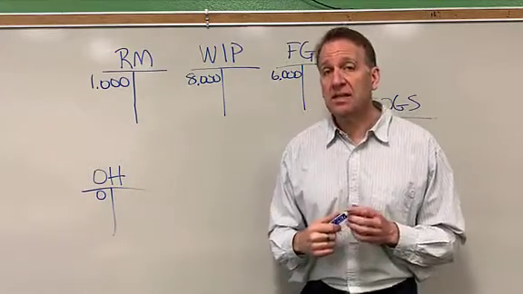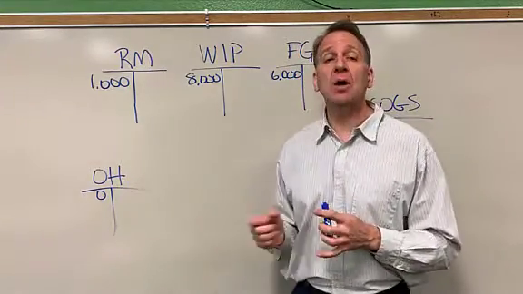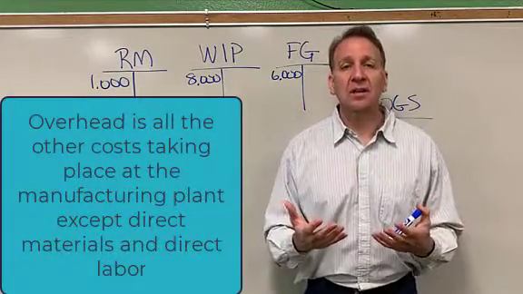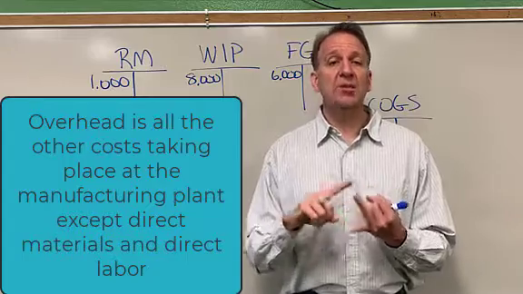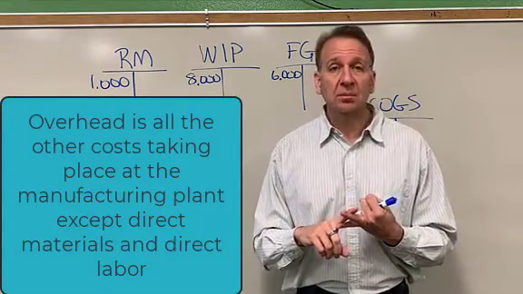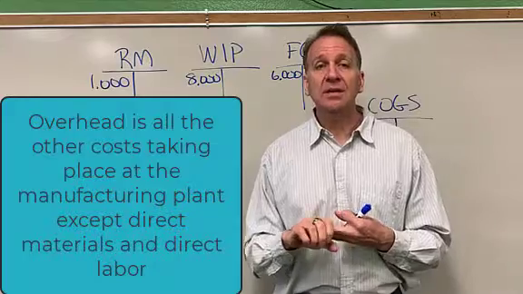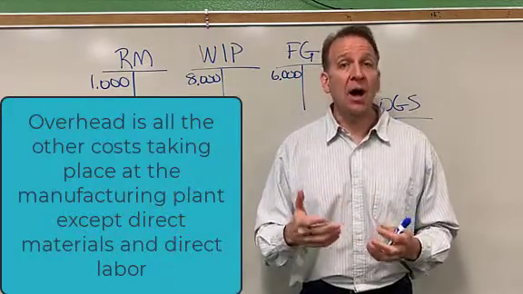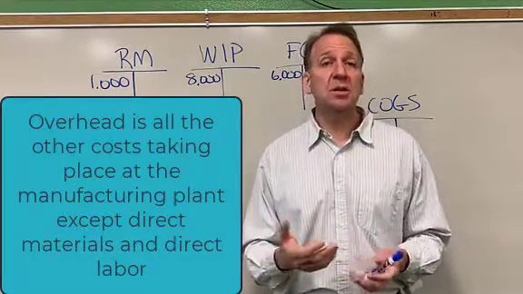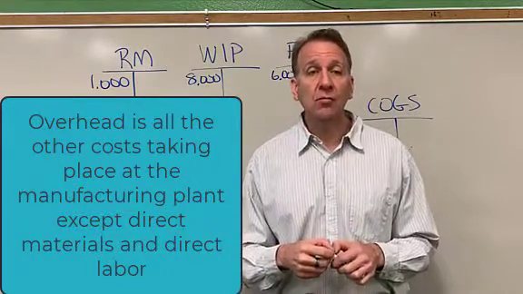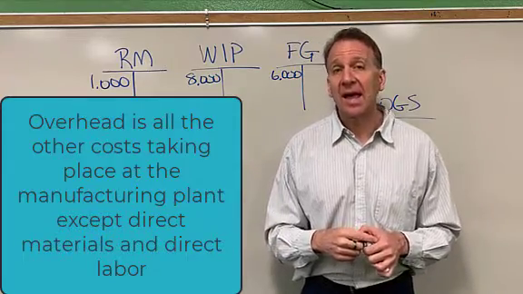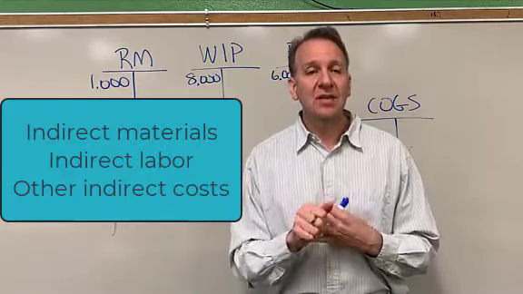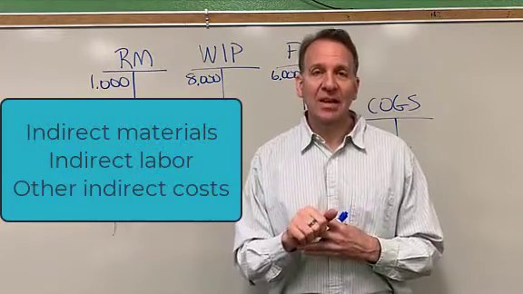The third cost that takes place here in the plant where we manufacture our product is overhead. And overhead is all the other costs that aren't direct materials and direct labor. So utilities at the plant, the supervisor's salaries, janitor's salaries, property taxes, depreciation on the manufacturing plant, and depreciation on the equipment. That's all overhead, okay? And overhead has three components. Overhead is made up of indirect materials, indirect labor, and all the other indirect costs.